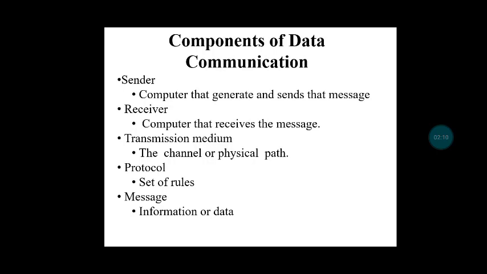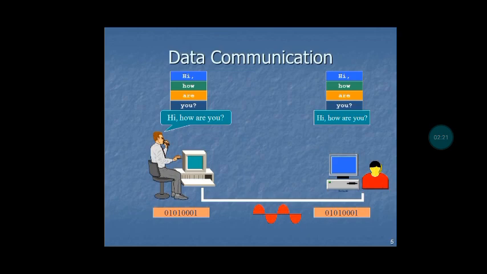Wired media connects the entire system with a wire, and for wireless media we use Wi-Fi connections. So protocol is nothing but a set of rules for transmitting the data between sender and receiver. So message is information or data. So this is a simple architecture for data communication, sender to receiver.